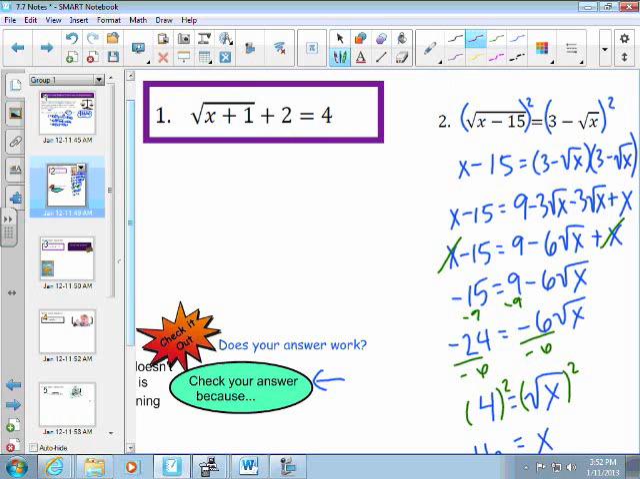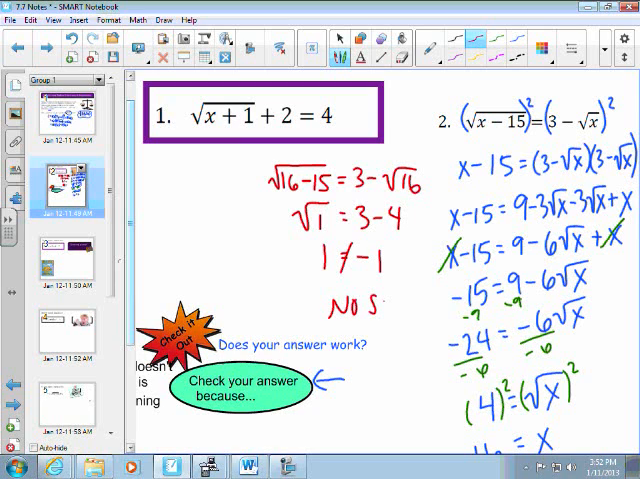So putting 16 back in the original problem, we got square root of 16 minus 15 on one side. The other side, we got 3 minus square root of 16. 16 minus 15, that's 1. Square root of 1 is 1. On the other side, square root of 16 is 4. 3 minus 4 is negative 1. Did both sides come out to be equal? No.